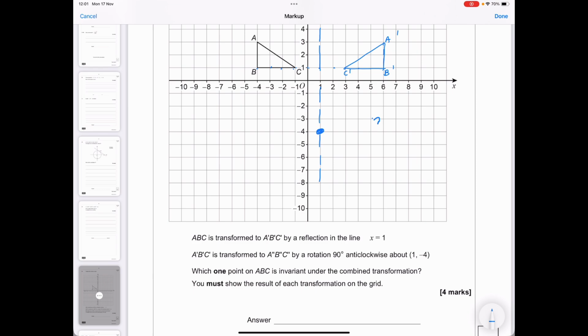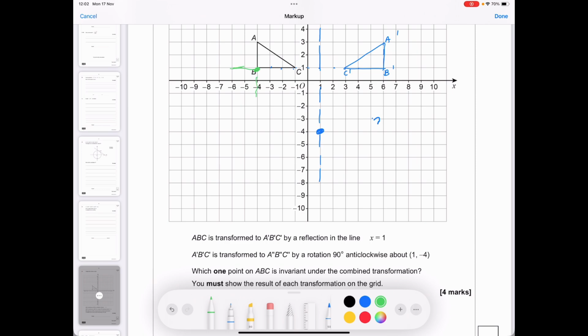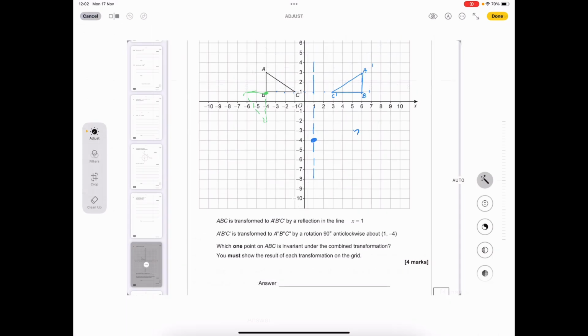And then you've got to find which point of ABC is invariant under the combined transformation, which is one point. So invariant means that something is going to be touching it. And I think it might be that point there, might have B on it, but I could be wrong. And I don't necessarily know that I'm right. So I think it might be like that. And then you would say B. And that's how you do that.